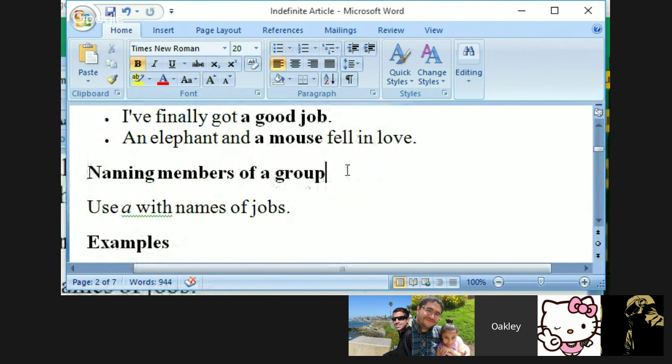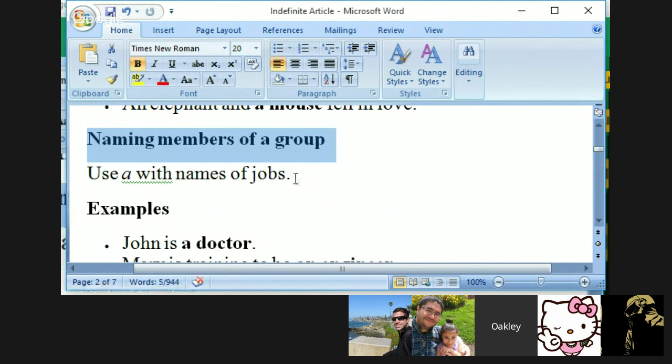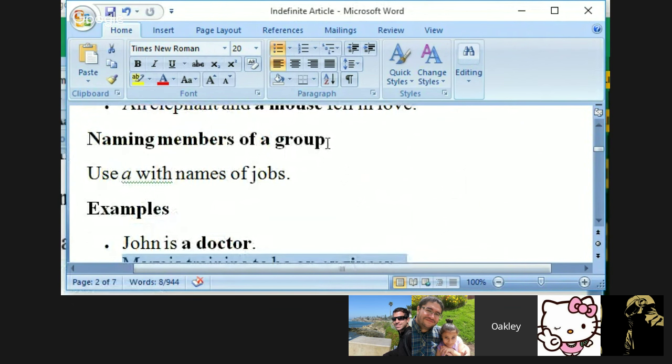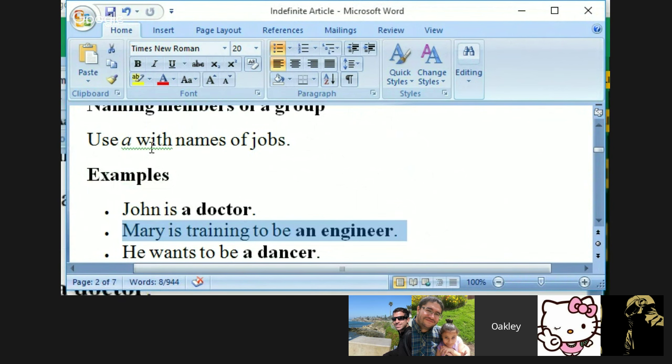Okay. Let's talk more specifically about that. Ways for you to think about it. We use a when we're describing a job, an occupation. John is a doctor. Mary is training to be an engineer, a dancer, what have you. So this is what we're talking about, members of a group. These are specific subcategories. So with jobs, we're going to typically use a.